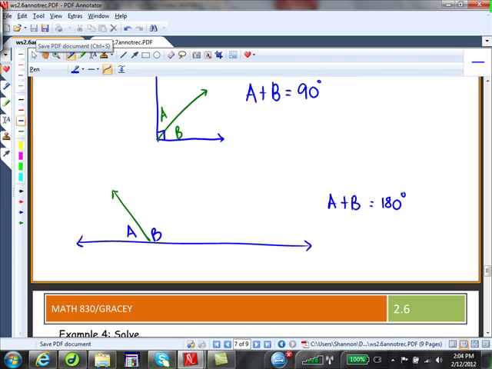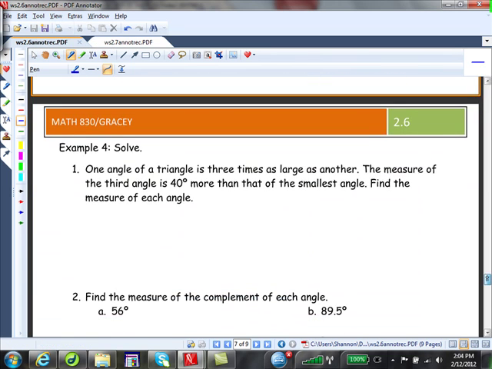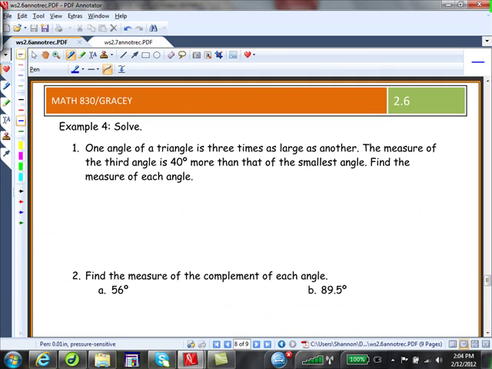All right, we're moving right along on page 8 out of 9. Okay, so here we go. One angle of a triangle is 3 times as large as another. The measure of the third angle is 40 degrees more than that of the smallest angle. Find the measure of each angle.